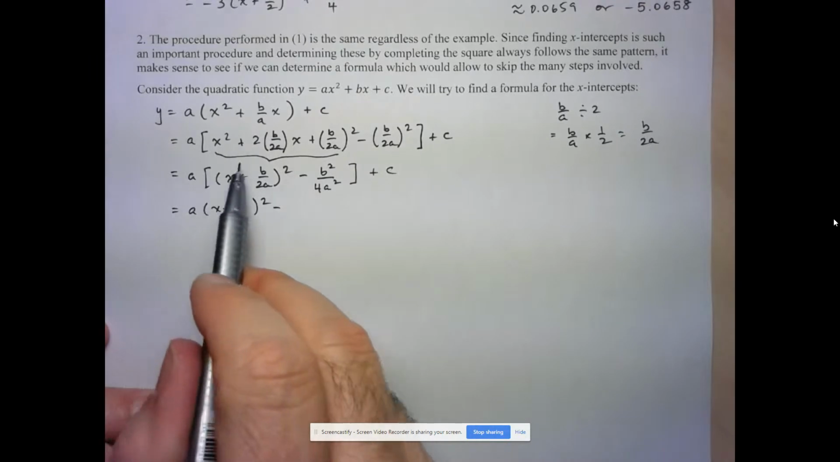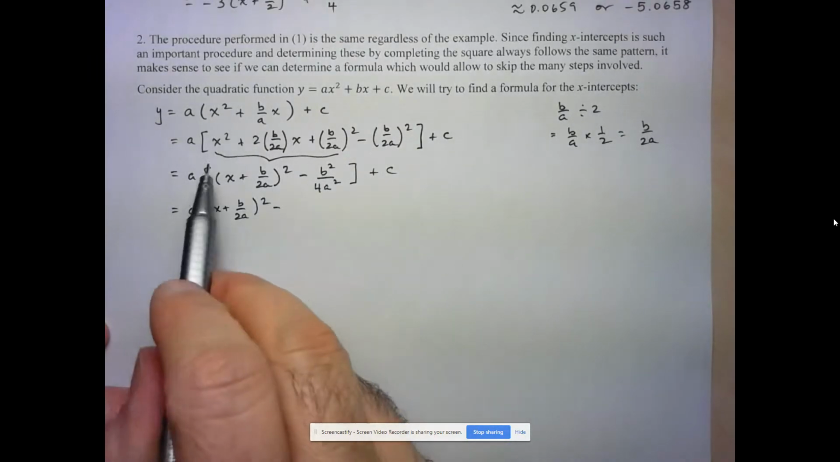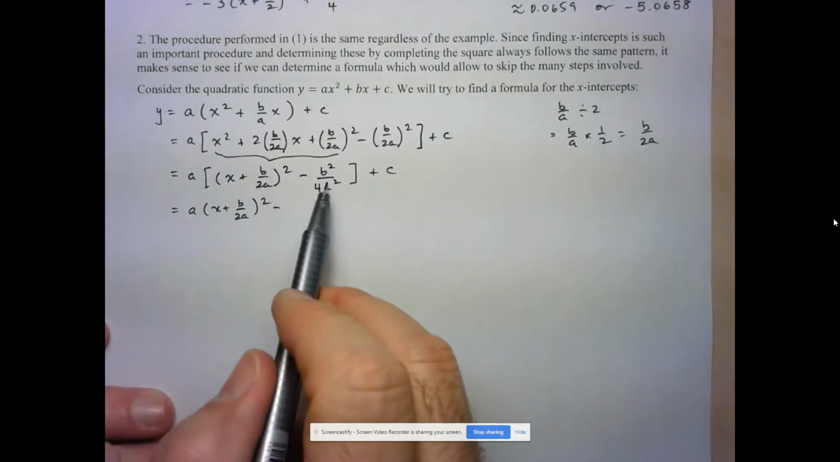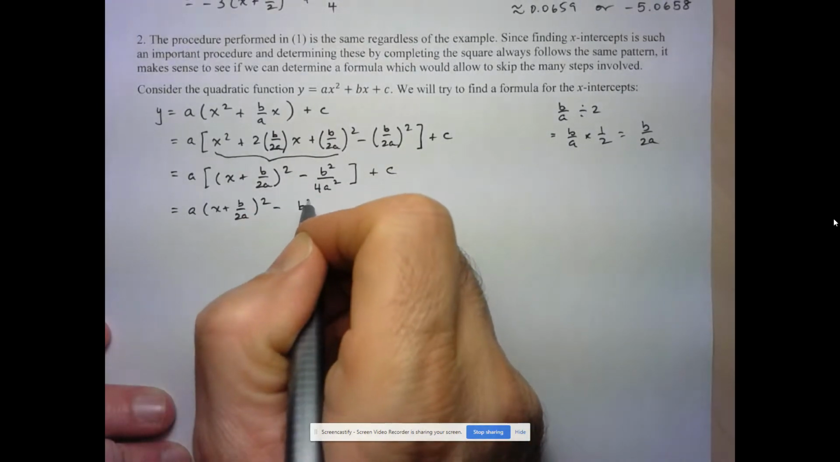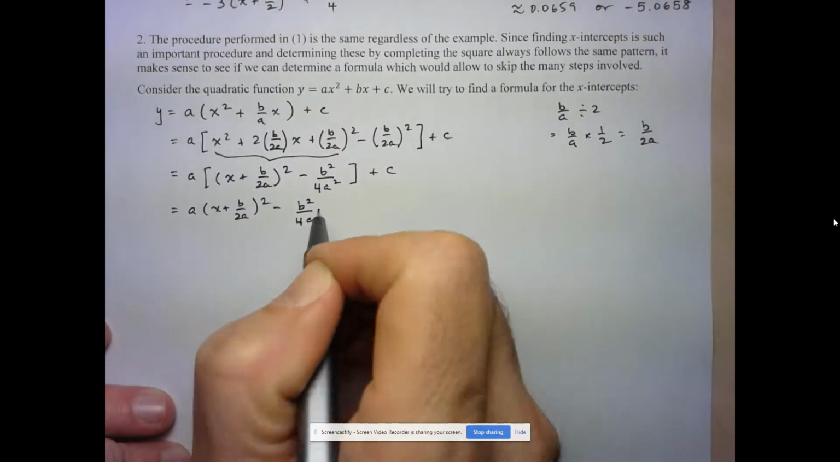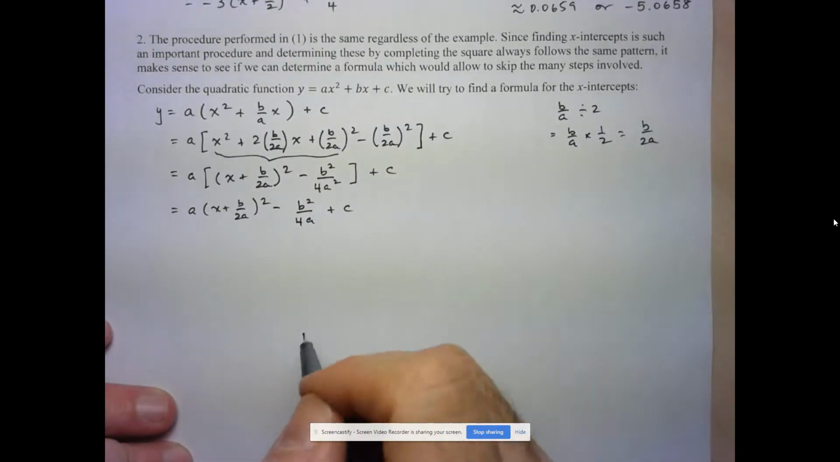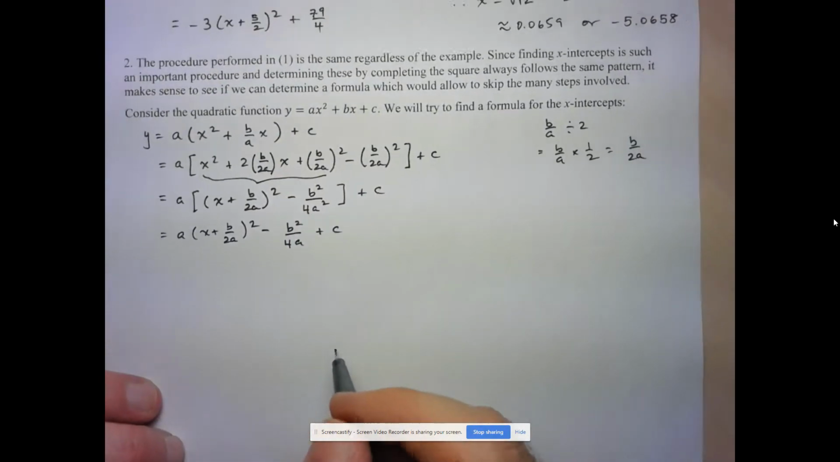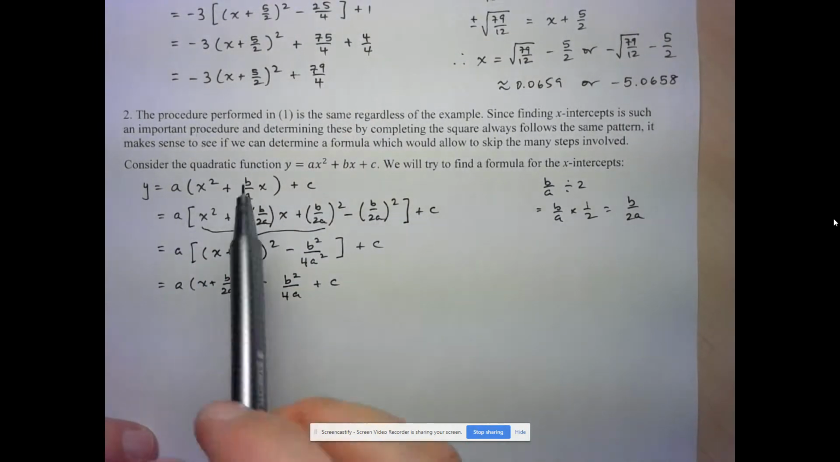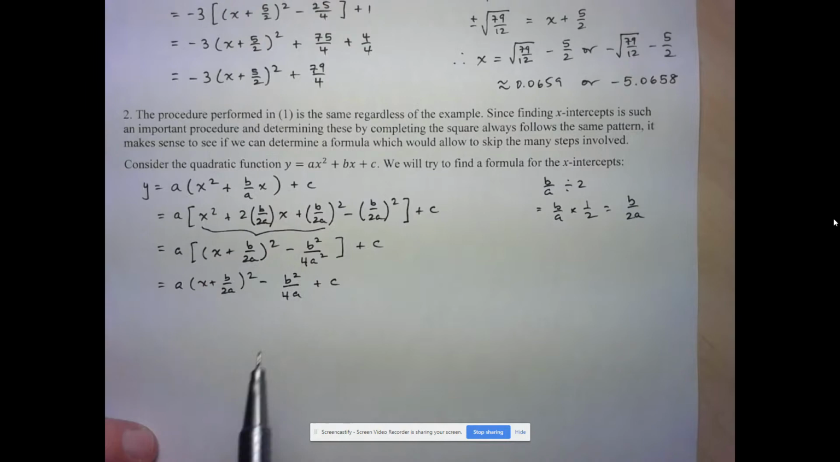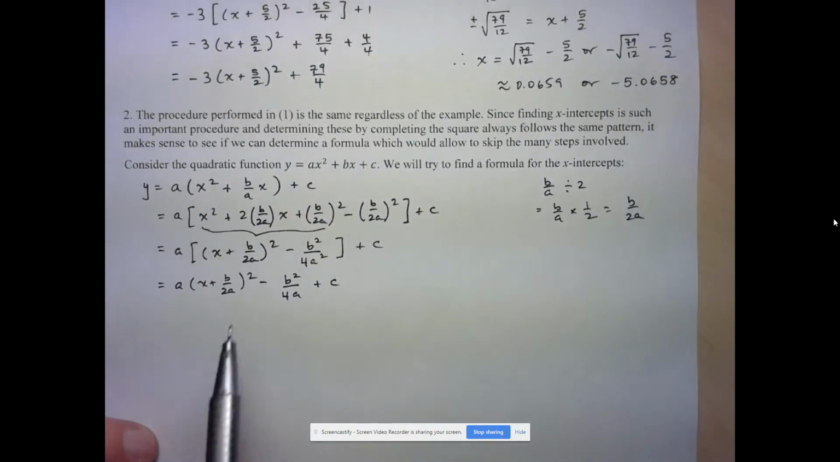Now when I multiply this to the second term, I realize I've got an a in the numerator and an a squared in the denominator. So the a in the numerator is going to cancel out with one of the a's in the denominator. So I'm just going to be left with b squared over 4a, and then plus c. Okay, so what we've done now is we've essentially completed the square, except instead of having specific numbers in all of these positions, we have these unknowns.